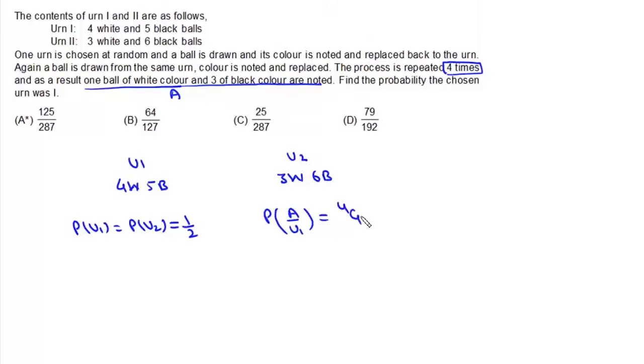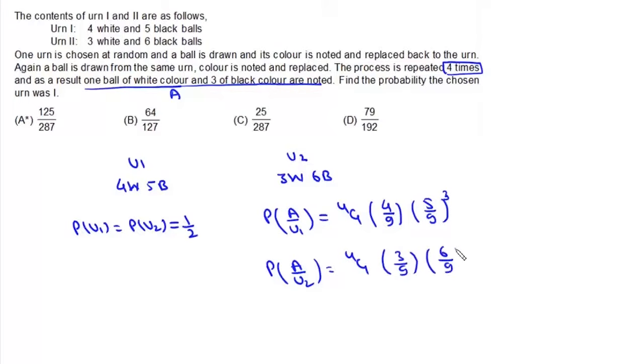4C1 into, now probability of white is 4 by 9, probability of black is 5 by 9. So there will be 4C1 into 4 by 9 into 5 by 9 cube. Now in the same way, for the second urn, again we have 1 white, so there will be 4C1. Now here probability of white is 3 by 9 and probability of black is 6 by 9. So there will be 6 by 9 whole cube.